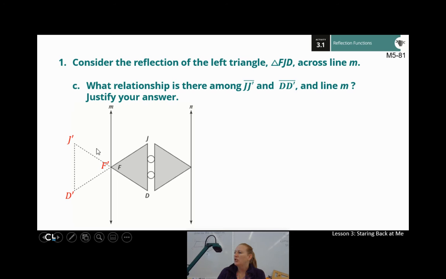So what's the relationship then from those two line segments? I'm going to draw them back in again. So J to J prime, and D to D prime. Sorry, I'm drawing it worse than I did last time. We said those are parallel. What's the relationship with these and line M, our line of reflection that we were flipping over? Go ahead, hit pause, jot down your thoughts, and then hit play when you're ready to check your work.